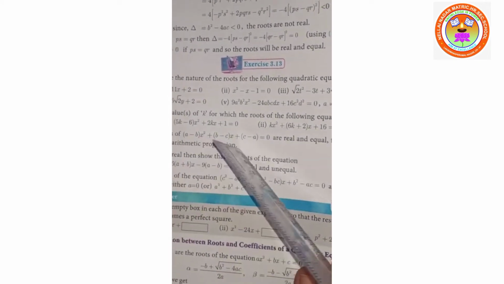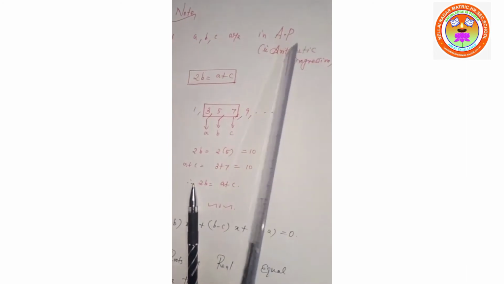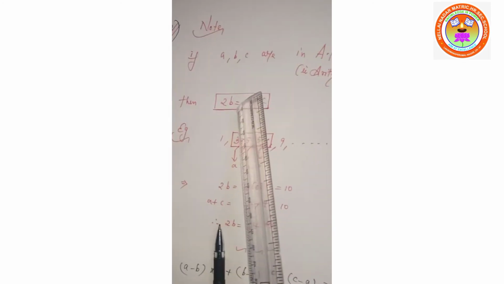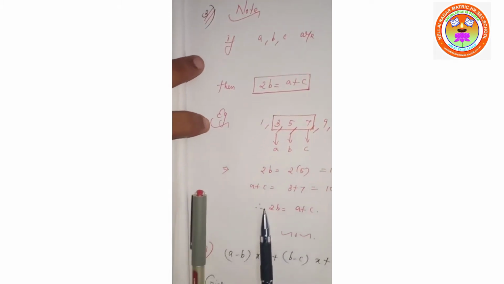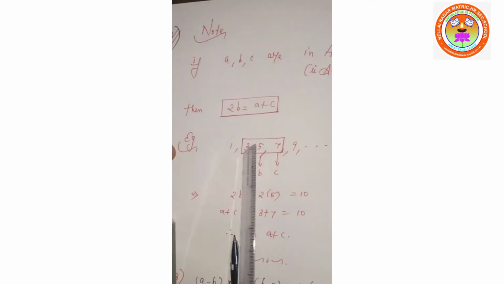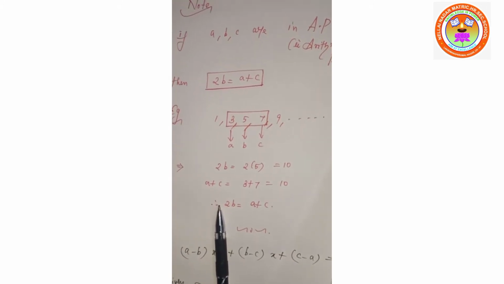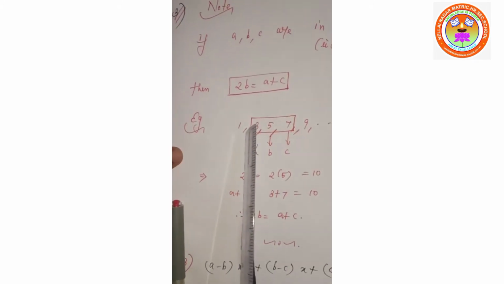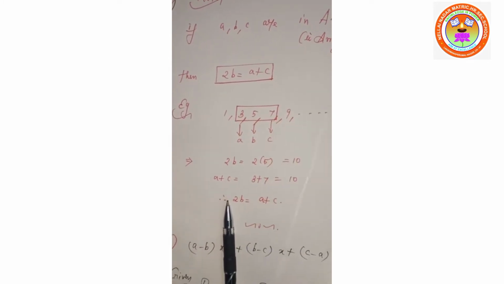Before doing this problem, I have to explain the concept of arithmetic progression. Listen. If A, B, C are in AP, AP refers to arithmetic progression, this is a condition: 2B equals A plus C. I give an example. What do you mean by arithmetic progression? I have taken one example: 1, 3, 5, 7, 9. It is uniformly increased. That is 1 plus 2, 3, 3 plus 2, 5, 5 plus 2, 7, 7 plus 2, 9. It is going on.